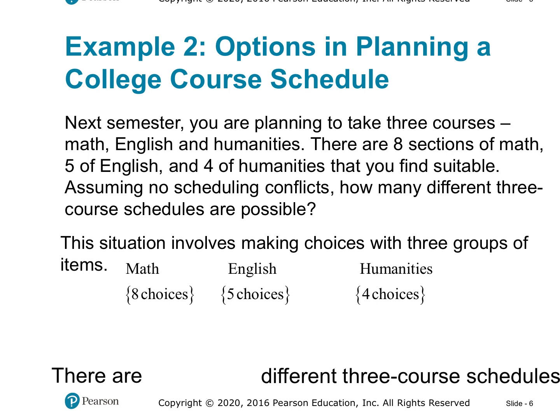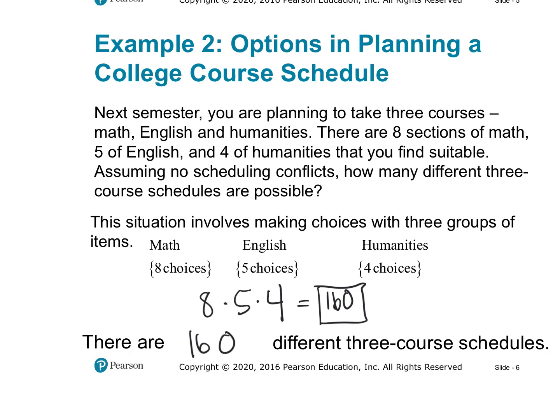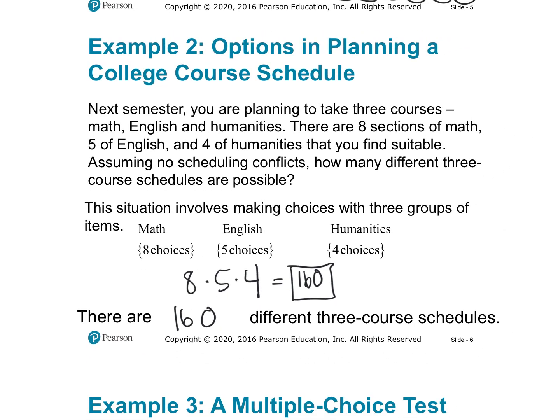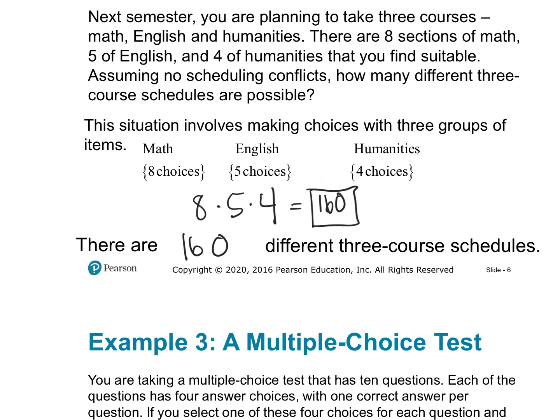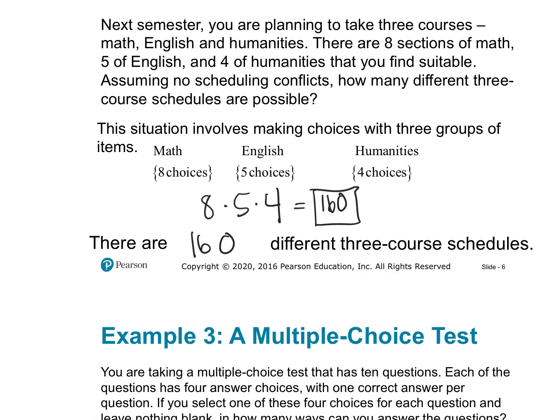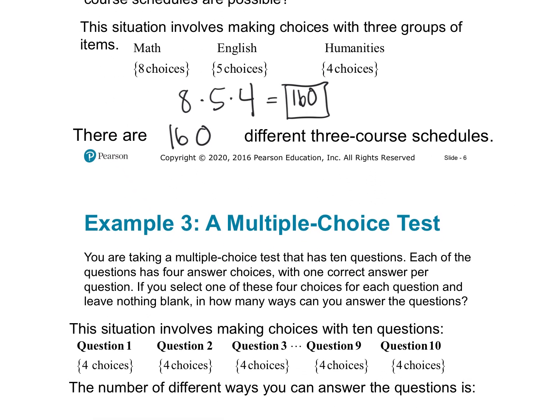So remember, you look at each of your choices and you're going to multiply them all together. So you would do 8 times 5 times 4, and then if you put that in your calculator, you would get 160 choices. So there are 160 different 3-course schedules you could have. So that's a lot to think about when you have that many choices. All right, let's look at another one.